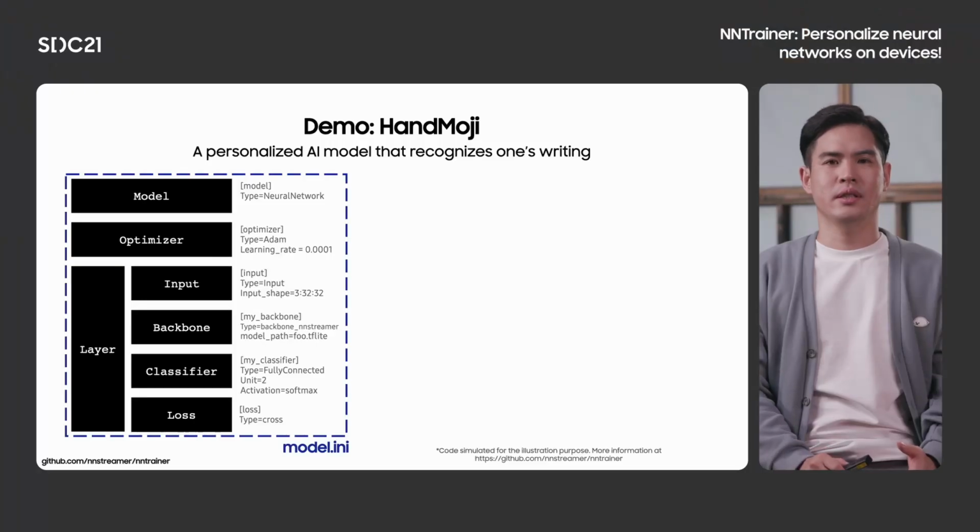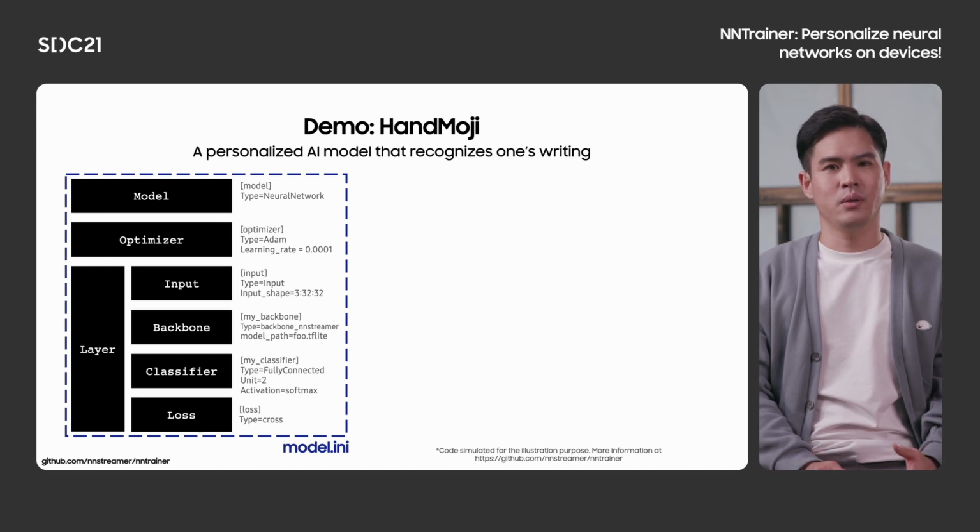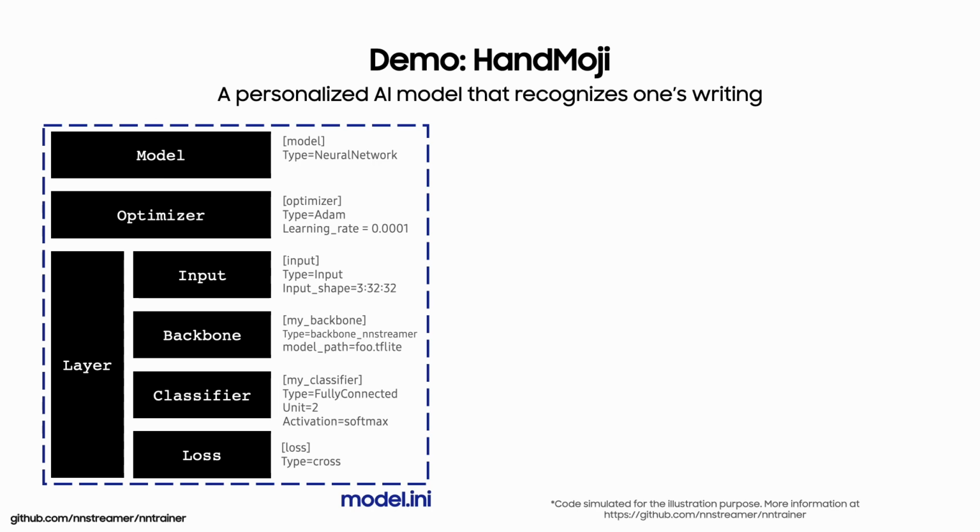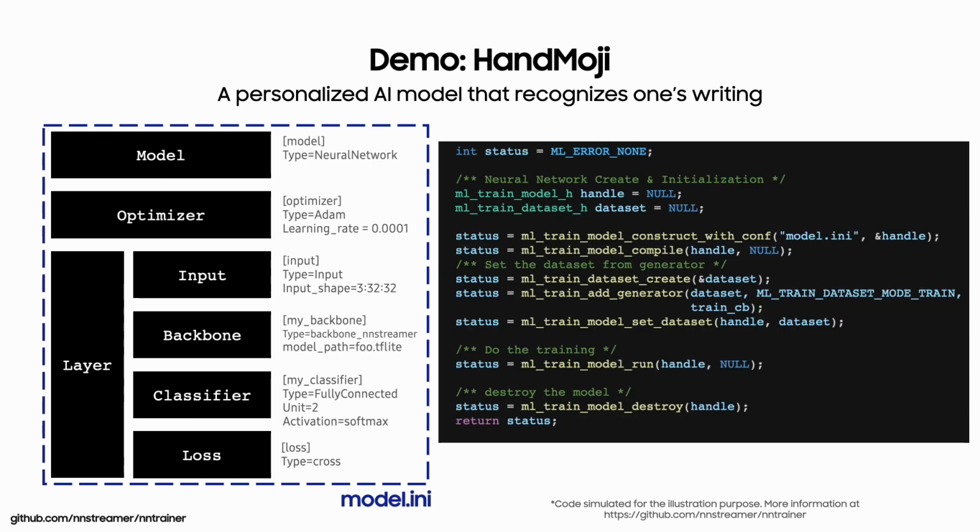This Handmoji example contains human-readable model descriptions in INI, which contains optimizers and layers as well. In this INI, we define a model section with type neural network, and we also define sections for optimizers, backbones with TF-Lite, and classifiers with a single fully connected layer. And after the model description is ready, this demo uses the Tizen C API to construct and load the model from the INI file, add a dataset and run.